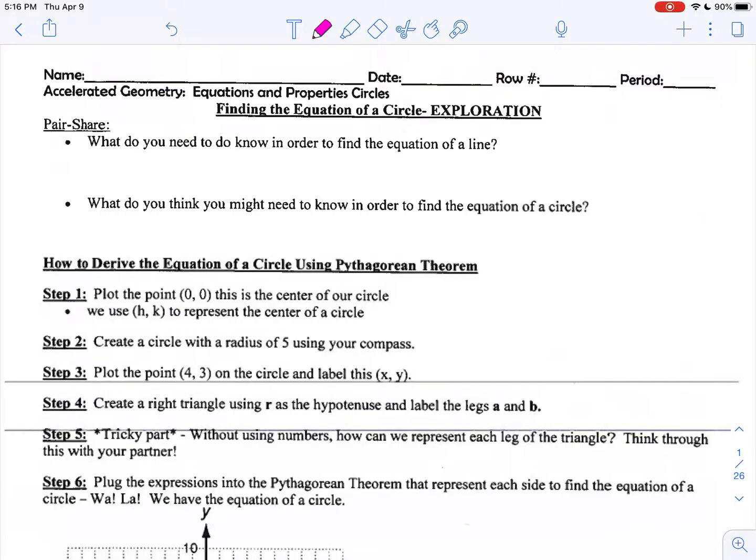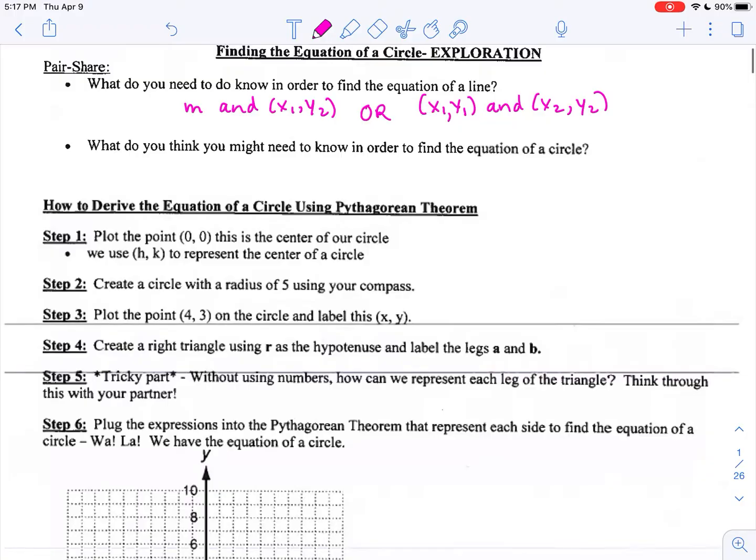Okay, we're going to go over how to derive the equation of a circle using Pythagorean theorem. So what do we know about how to find the equation of a line, or what we need to find the equation of a line? Hopefully you remember from last year that you either need slope and a single coordinate point, or if you don't have slope, you have at least two coordinate points so that you could find slope. So x1, y1, and x2, y2.